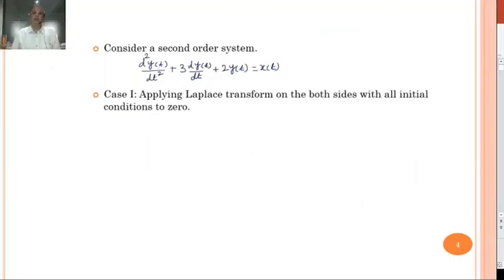Now, here we will consider one example that will clear how to solve the differential equation. This is a second order system. This is the input x(t) and this is the output, and the output and input are related using the differential equation. This is the mathematical modeling of this system. First we will consider all the initial conditions are 0, and using that we will solve this differential equation, that is d2y(t)/dt2 plus 3 dy(t)/dt plus 2y(t) equal to x(t).